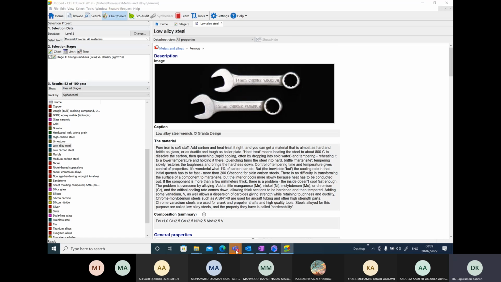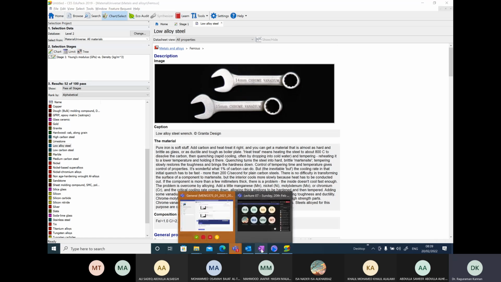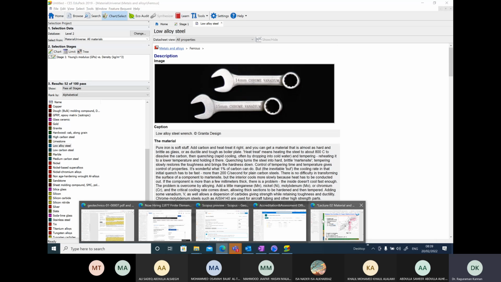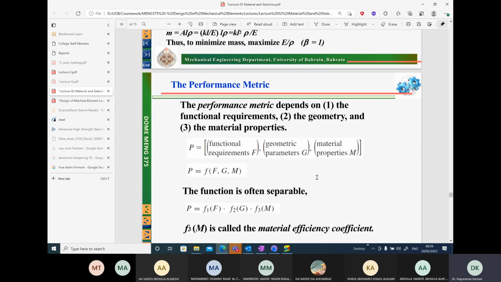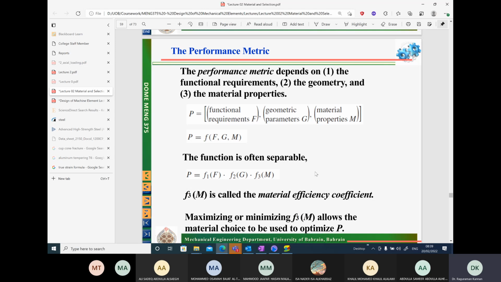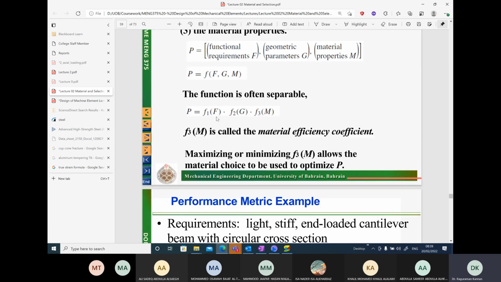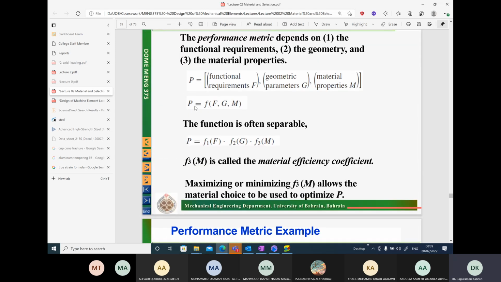Okay, so let's move back to the slide. We'll go back to the slide here, and we'll go through some other examples of deriving the material index. Okay, so again here, explanation given. P stands for any performance function. In our case, the performance function, depending upon the statement, could be mass or some other function.